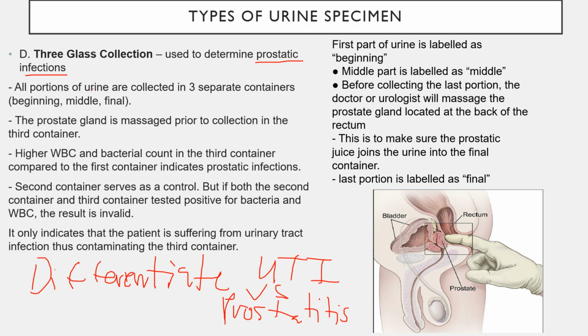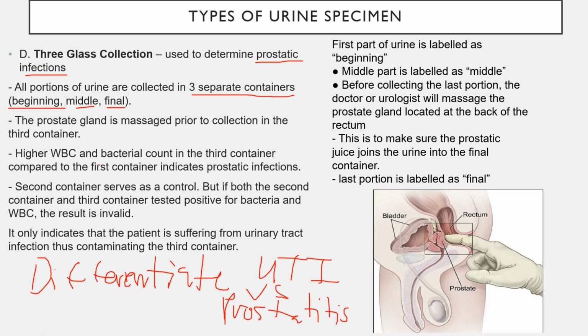So all portions of the urine are collected in three separate containers. So you're going to use three separate containers, class. They are labeled beginning, middle, and final. So the prostate gland is massaged prior to collection in the third container. So ipapasok ng doctor yung kamay niya, class, dun sa rectal area mo, pipisil-pisilin niya or imamassage niya yung prostate gland niya.